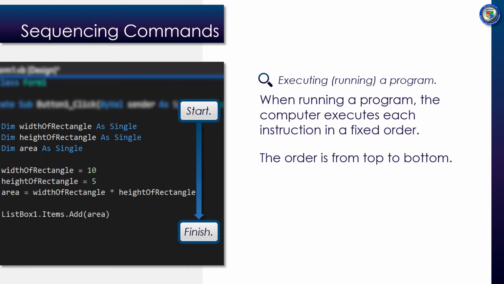The example of the program we have here shows values being assigned to 2 variables, the width of a rectangle and the height of the rectangle. We are assigning these 2 values before we use the variables in a calculation. The result of that calculation is then stored in the variable area and displayed in the list box. In this case, the result displayed using the variable area will be 50.